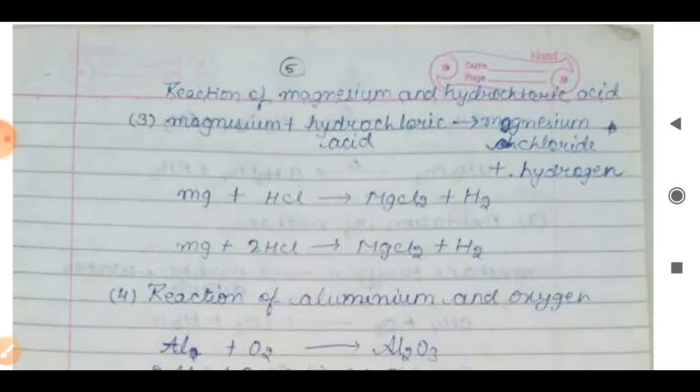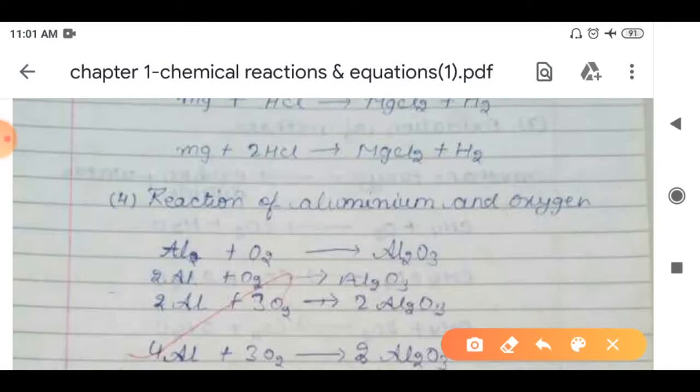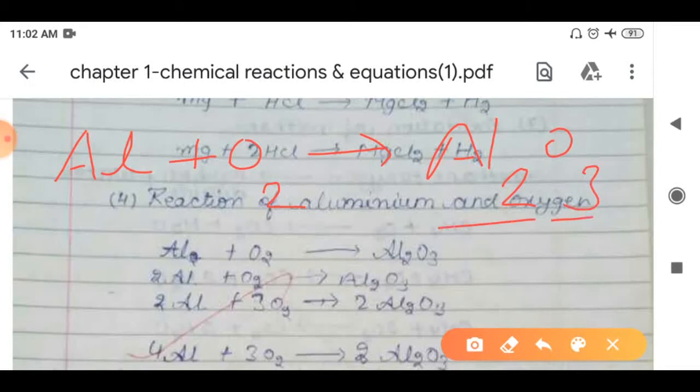Yesterday we took three examples, so let us try to understand some more examples in which chemical reactions are given and we try to balance them, right? Our next example is the reaction of aluminium and oxygen. Whenever aluminium reacts with oxygen, aluminium oxide is formed, that is Al2O3. This is known as aluminium oxide.